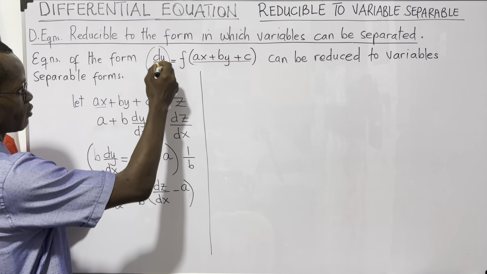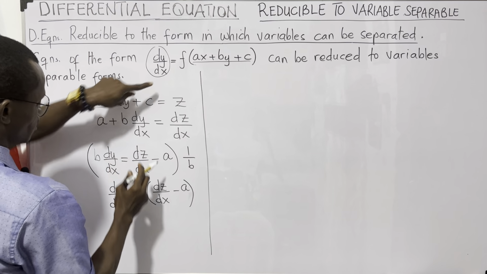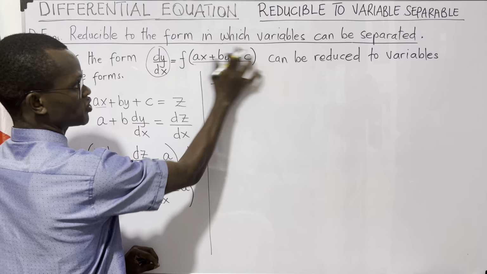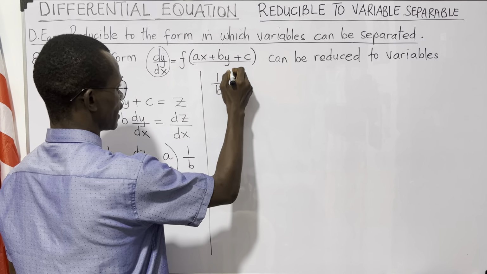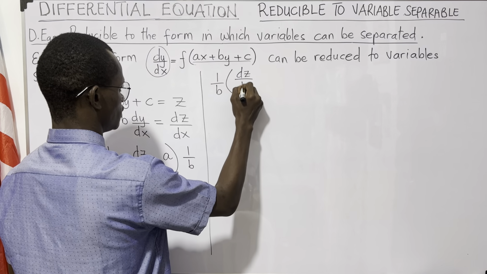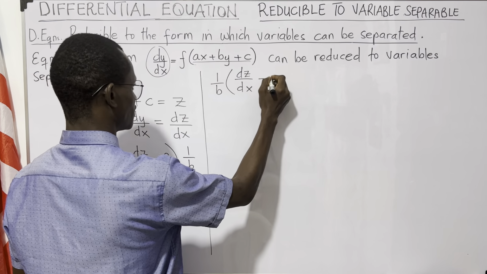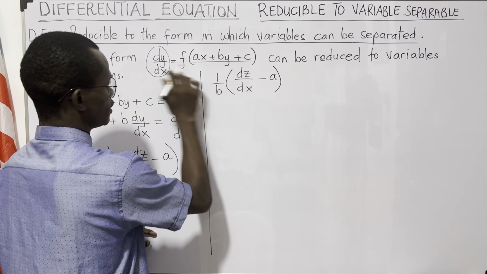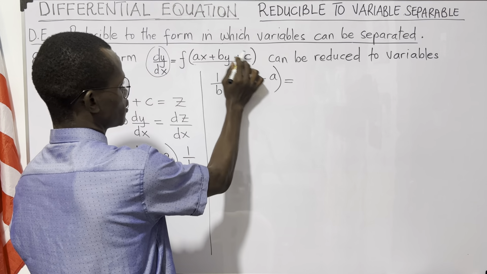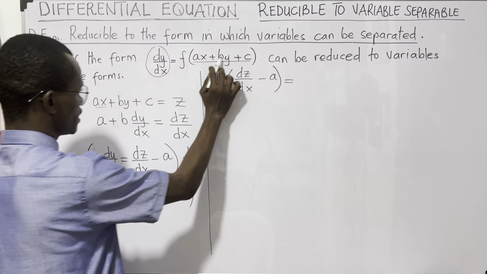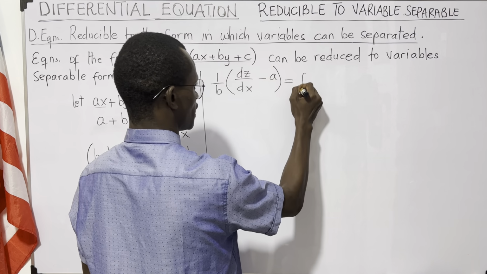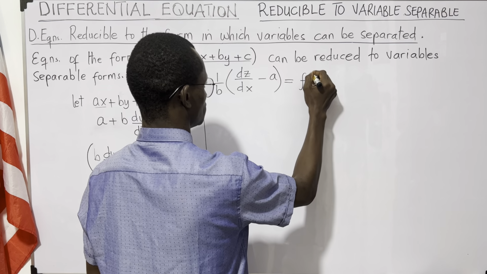So we replace now. Whenever we see dy by dx, we replace it with 1 over b times dz by dx minus a. So the expression we are writing now is 1 over b times dz by dx minus a equals f of this. So what is this? This entire thing here is just z, right? So this entire expression is z. So it's f of z.